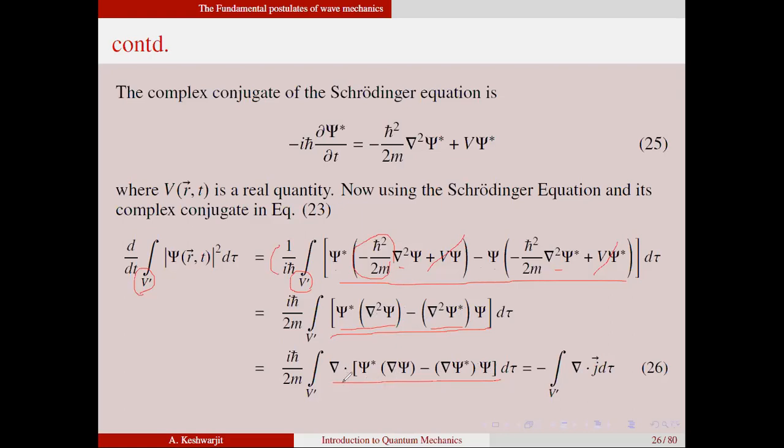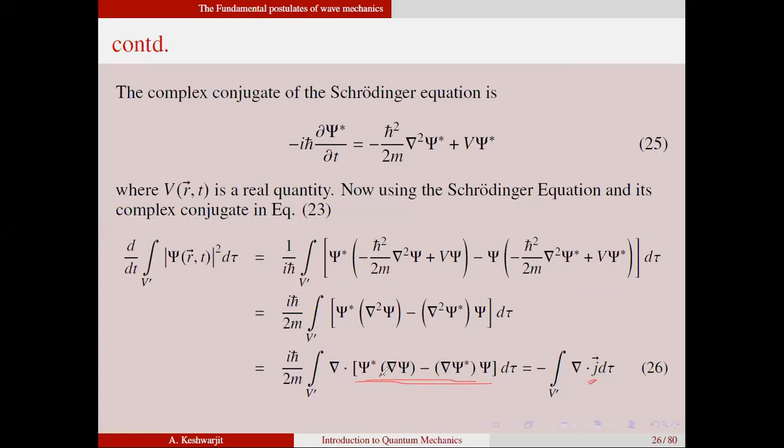Then from Gauss theorem, this divergence of a function, volume integral, turns into a surface integral. This is minus i h bar by twice m times the gradient expression of psi star psi. This expression inside the bracket multiplied by i h bar by twice m, we call it minus j.